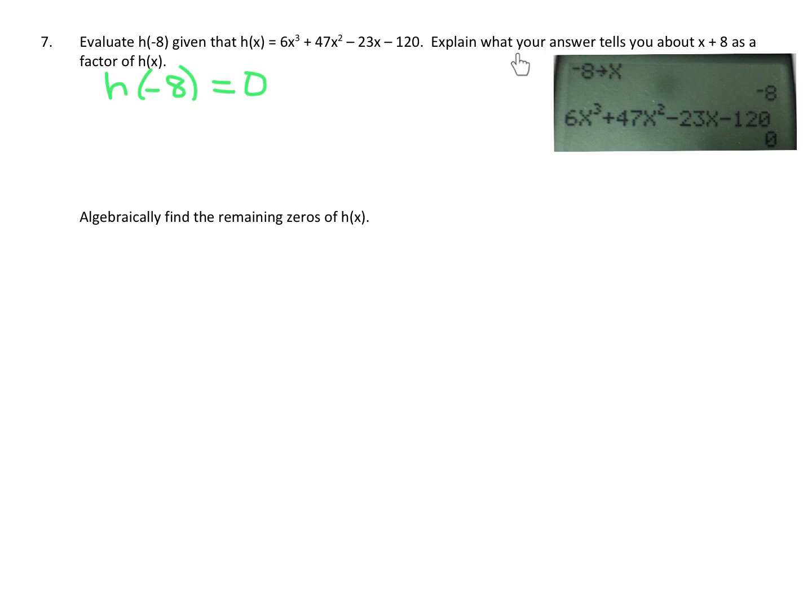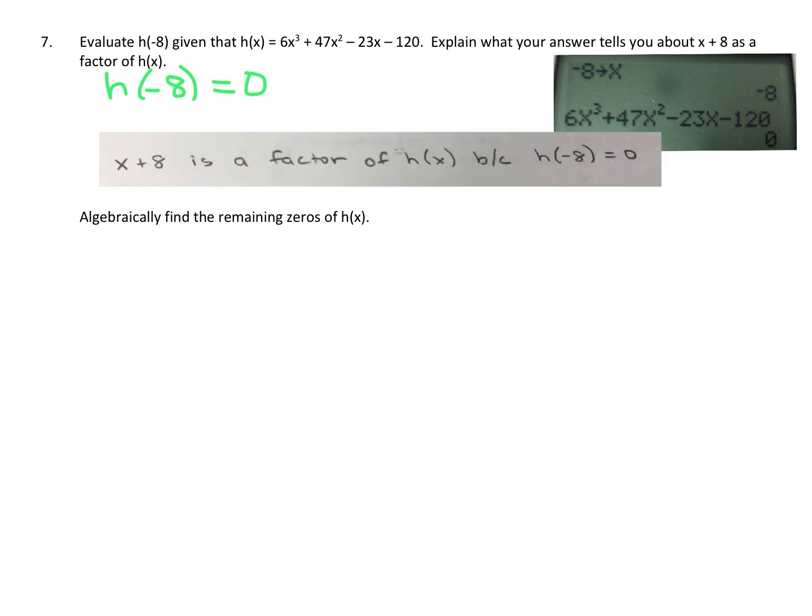Now it says to explain what your answer tells you about x plus 8 as a factor of h of x. Well, if h of -8 equals 0, that means that -8 is a 0 of this function. So if -8 is a 0 of this function, then it means that x plus 8 is a factor of h of x. Okay, and that's all you have to write. X plus 8 is a factor of h of x because h of -8 equals 0. What that means is -8 is a 0 of the function.